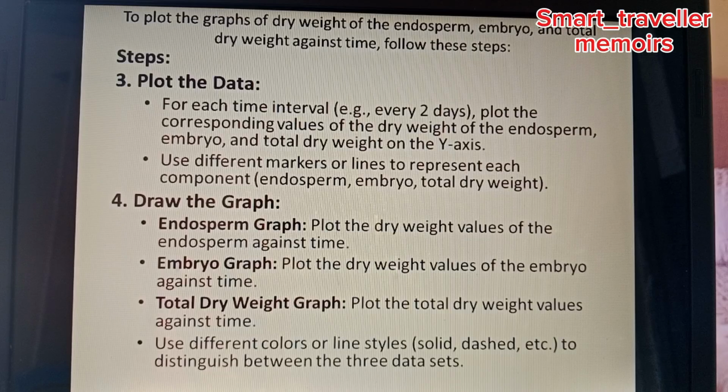So there are 3 graphs. Endosperm graph: you plot the dry weight values of the endosperm against time. Embryo graph: you plot the dry weight values of the embryo against time. Total dry weight: you plot the total dry weight values against time. Use different colors or line styles, solid or dashed, to distinguish between the three data sets.